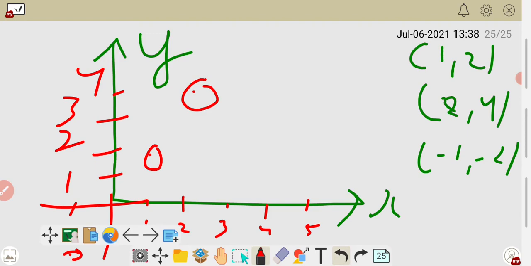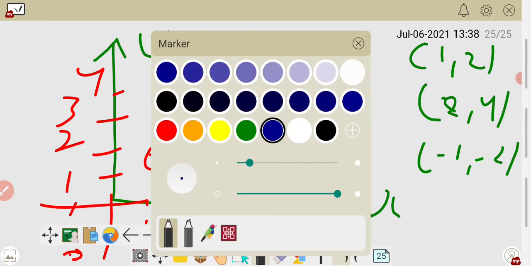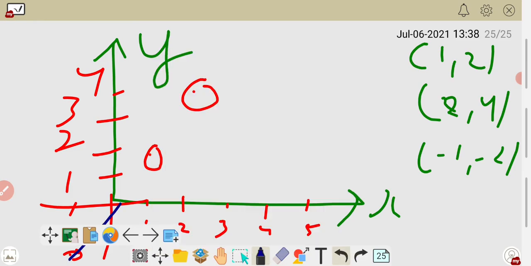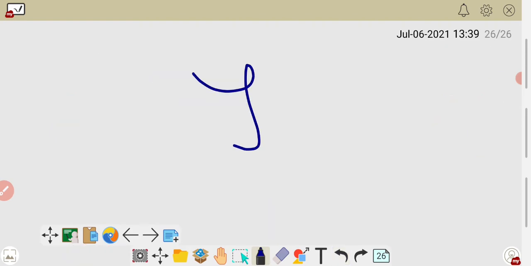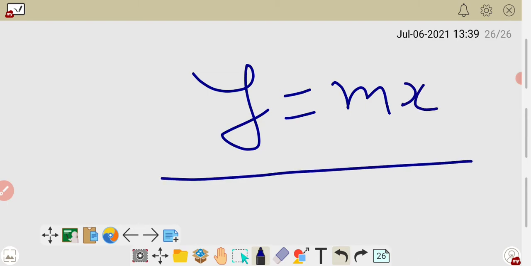So when you join these points, what will you get? It will pass through the origin. So any equation of the form y equals mx, sorry, y equals mx only, always passes through the origin.